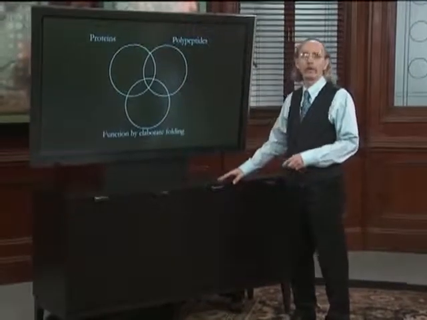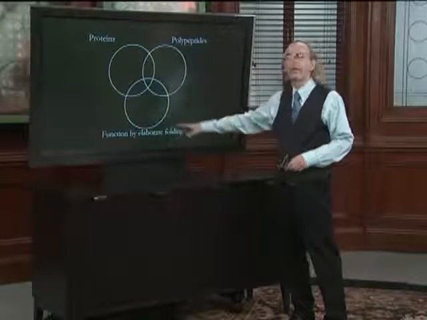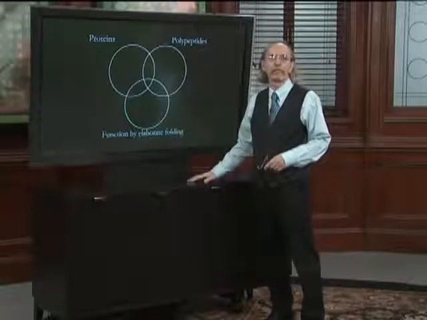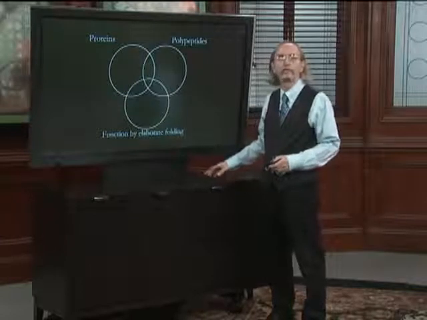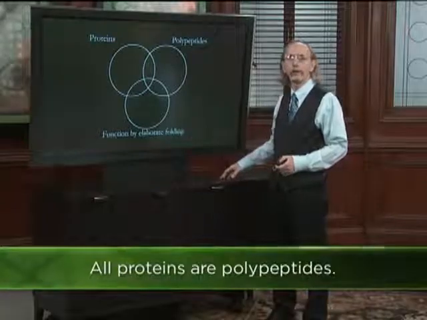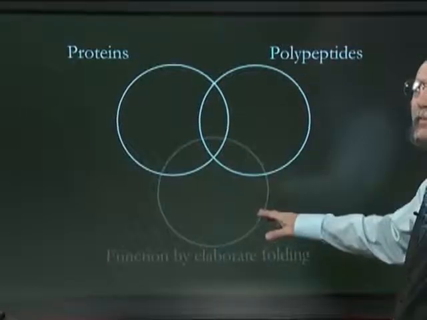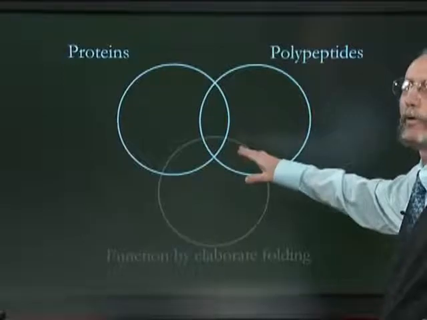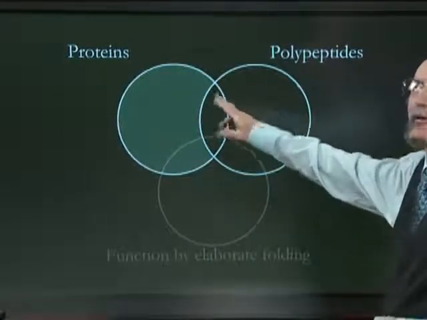We've got three categories: proteins, polypeptides, and function by elaborate folding. We label the three circles in the diagram accordingly. We now enter each of our premises in Venn diagram style. So enter our first premise: all proteins are polypeptides. In order to do this, we act as if that bottom circle isn't even there. Fill in the shaded area just like we did before for all S are P. That'll mean shading in that whole left portion of proteins.